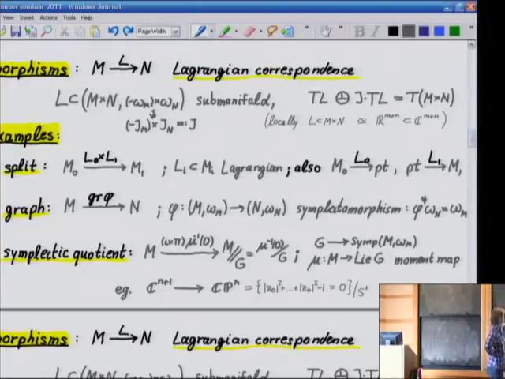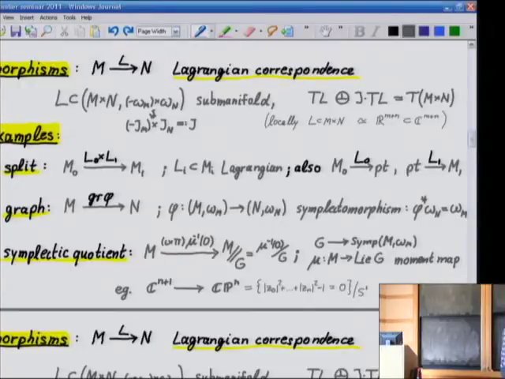The other silly example is somehow the opposite of a graph. It's to just take the product of two Lagrangian manifolds, one in M0, one in M1. So that's somehow the opposite of a relation, where the two sides don't talk to each other. The point here has to lie in L0, and the point here has to lie in L1.